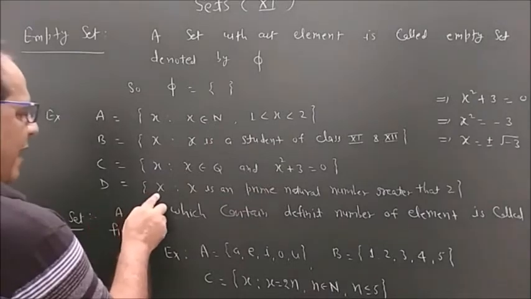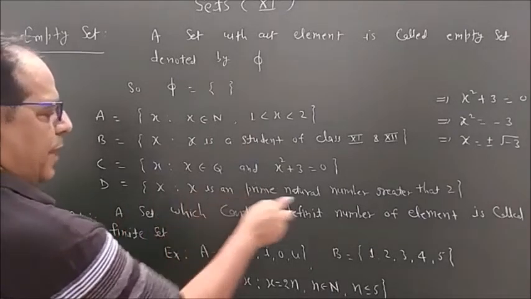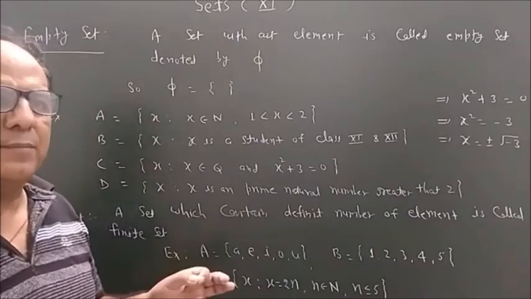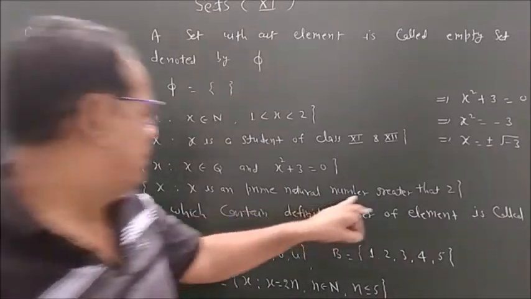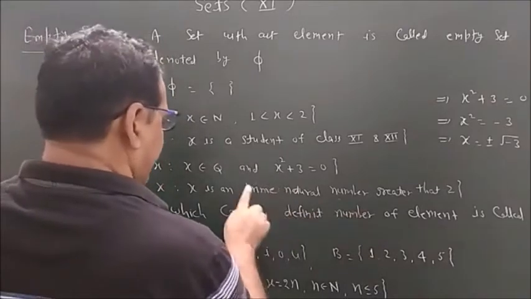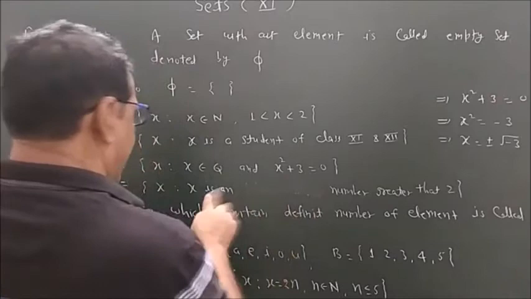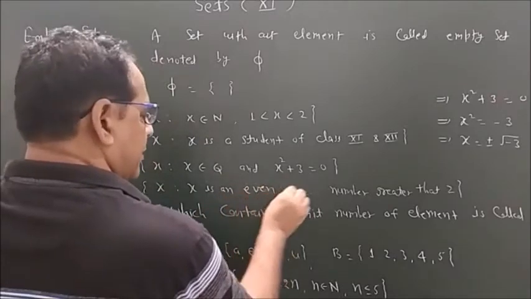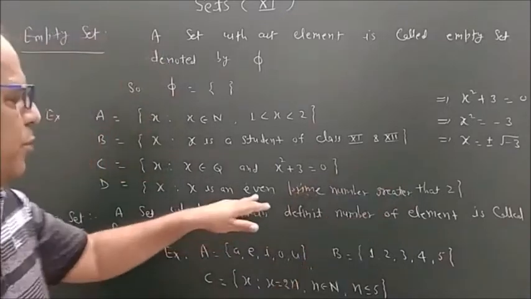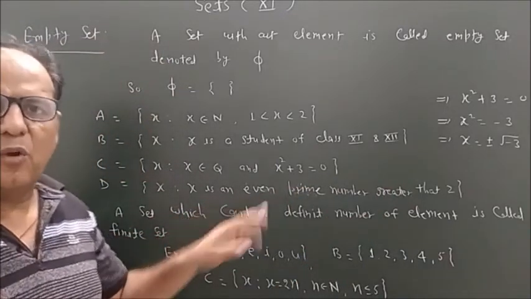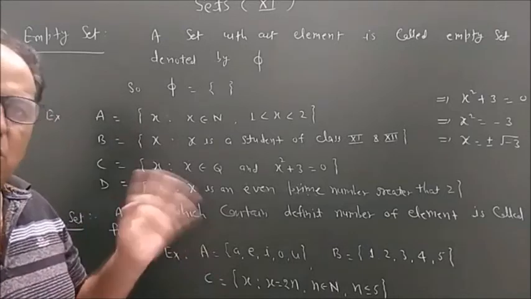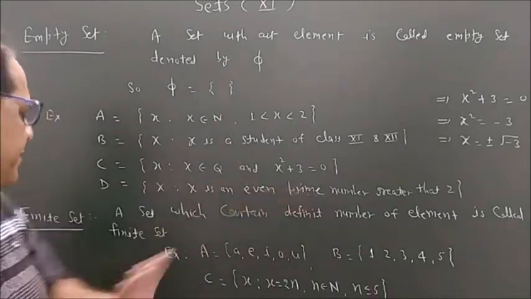Now next, x is a prime natural number greater than 2. You know that only 2 is the even prime number, and after it there is no prime number, so there is no even prime number greater than 2. This is also an empty set.